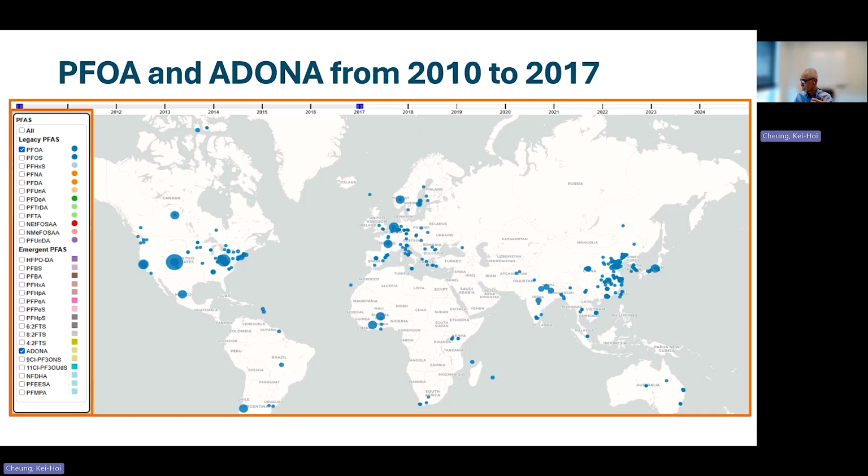Because people are concerned about all these legacy PFAS chemicals, the manufacturers tried to substitute or replace the longer-chain PFAS chemicals, which generate a lot of public health concern. But all these so-called emerging PFAS chemicals were later found to also have some environmental concerns, including Adana. To show you, between 2010 and 2017, we can only see studies related to PFOA, this legacy PFAS, but no studies on the emerging chemical are found in this time period.